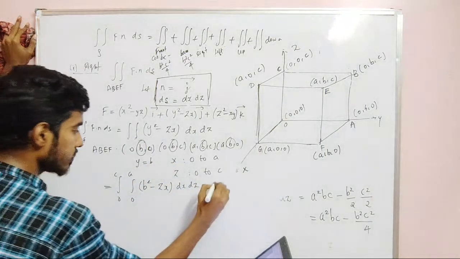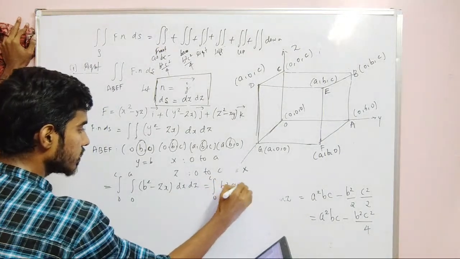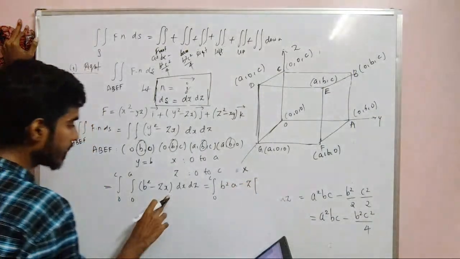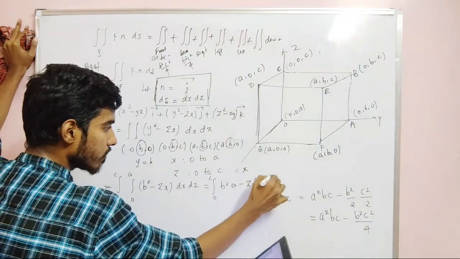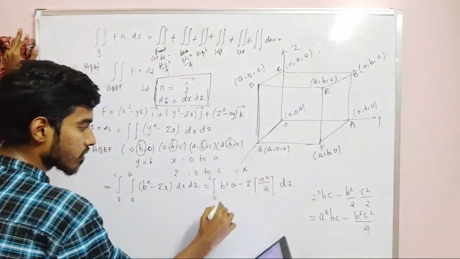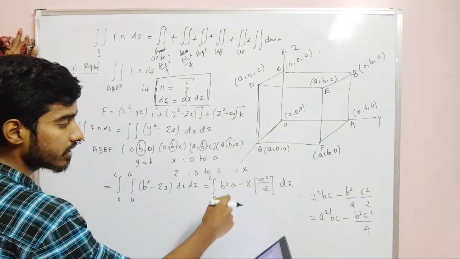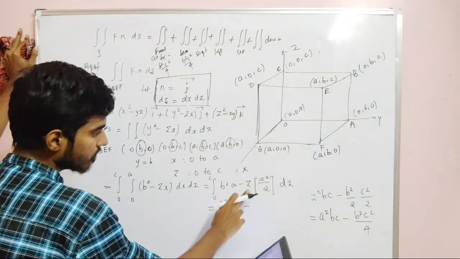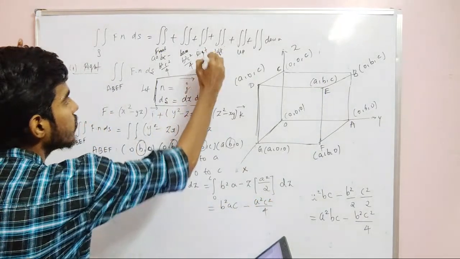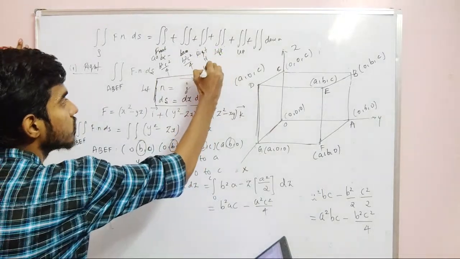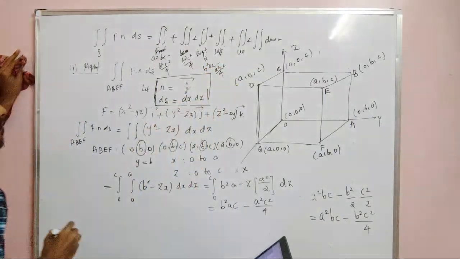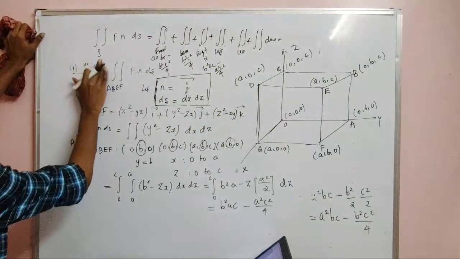Again when I integrate this, we will have integral 0 to c of b square a, because integral dx is x, this will be a, minus z into x square by 2, so upper limit will be a square by 2. When I again integrate with respect to dz, we will have b square a as constant, integral dz is z, so we have c, and here we will have z square by 2, so we have a square c square by 4. So this value is b square ac minus a square c square by 4. Now we need to find the left hand side.